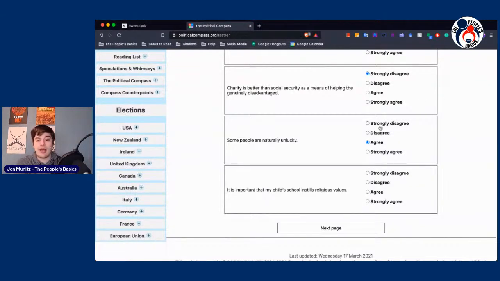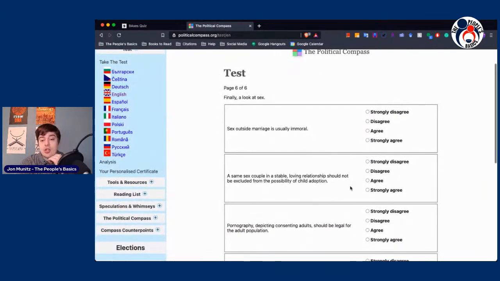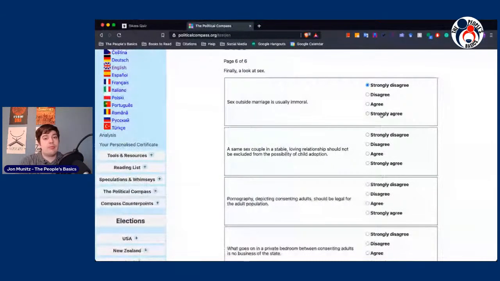Next, it is important that my child's school instills religious values. Strongly disagree. Do that on your own time, not in school. We should not be having indoctrination. If you want to send your kid to a religious school, go have at it. That's your right. But in public schools, absolutely not. Okay, next. Sex outside marriage is usually immoral. Strongly disagree. What's immoral about it? Seriously. Be safe about it. Be responsible about it. But it's just having fun. It's pleasure. Nothing wrong about inherently having pleasure.